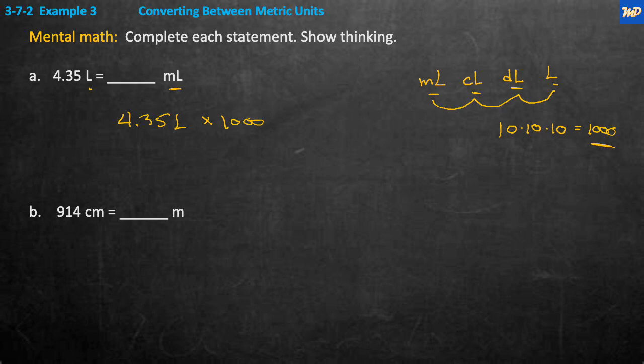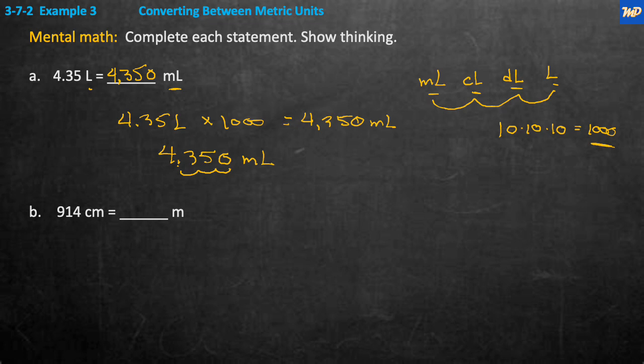So 4.35 liters to milliliters. You could multiply it and say that it's 4,350 milliliters. Or we could do this: 4.35, and here's where the decimal point is. I'm going to go 1, 2, 3. So it means I have to add a 0 right here, and now we're at 4,350 milliliters. So it's 4,350.